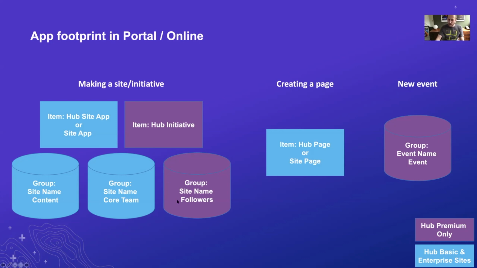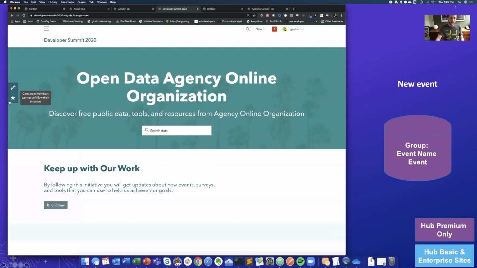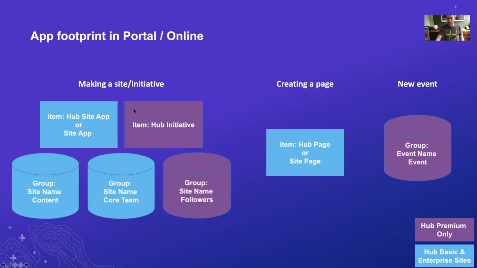If you're premium, you get a group that houses your followers. This is so that as users come to your site, I can click follow, this little star, and I will show up as a follower. And this will allow you to figure out who of your community is interested in this site and maybe send them updates as you keep your content updated. And you also get an extra item. When I make a page, I get an item for that too.